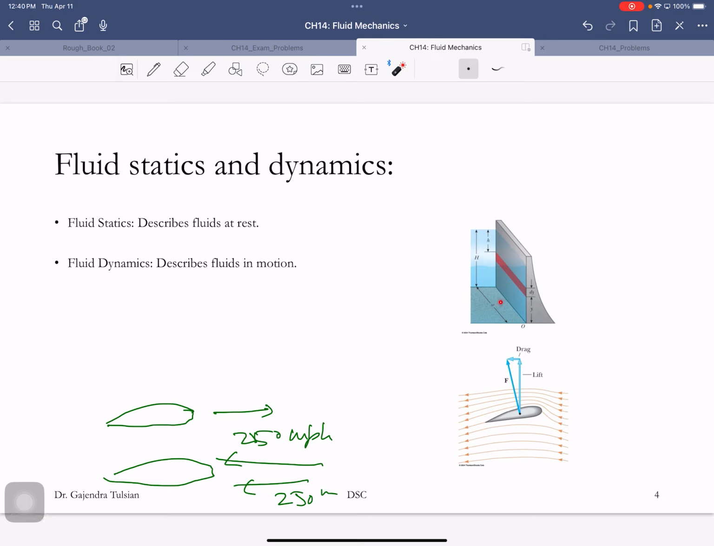So the first half of the chapter is about fluids that are at rest. The second half of the chapter is about fluids that are moving. For instance, this could be still air and you're flying a plane. In the rest frame of the plane, it's the air that is moving. So you can look at it that way.